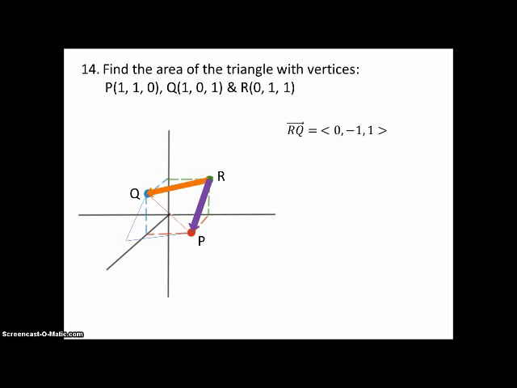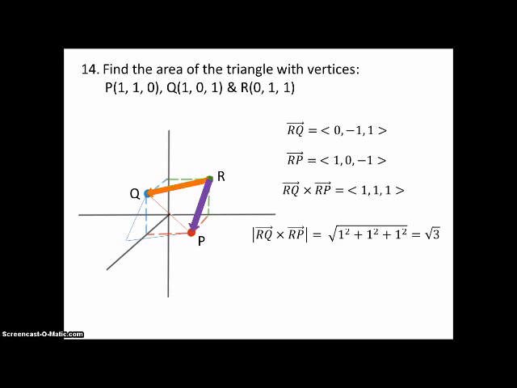So here's our Q, taking the numbers in Q minus the numbers in R, and this is our P, taking the numbers in P minus the numbers in R, and then I did the cross product on a piece of scratch paper, because you already know how to do that, so you'll have to trust me. And then the length of that cross product, using the distance formula from the last lesson, is root 3. That's the area of the parallelogram, and so the area of the triangle is just a half of root 3.